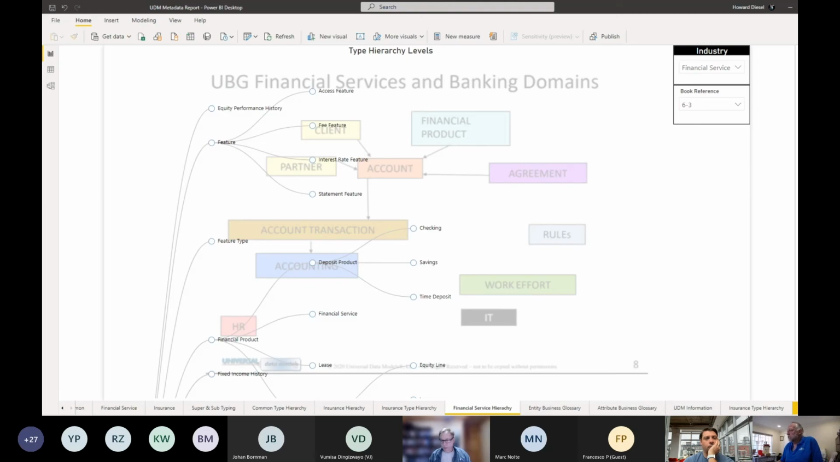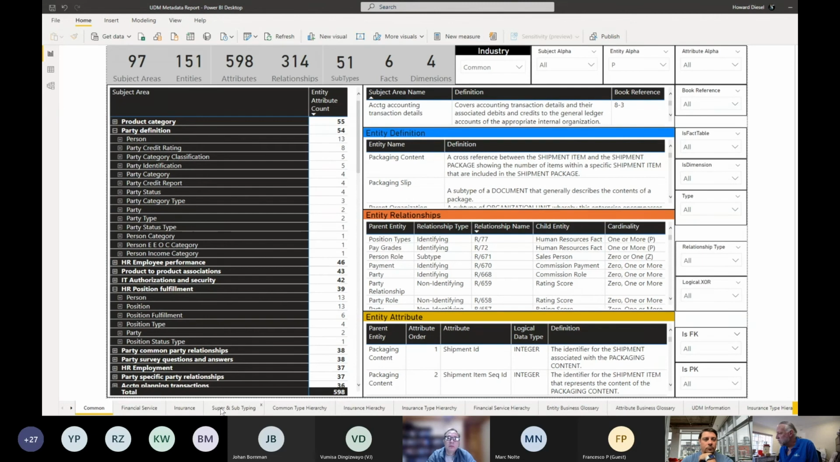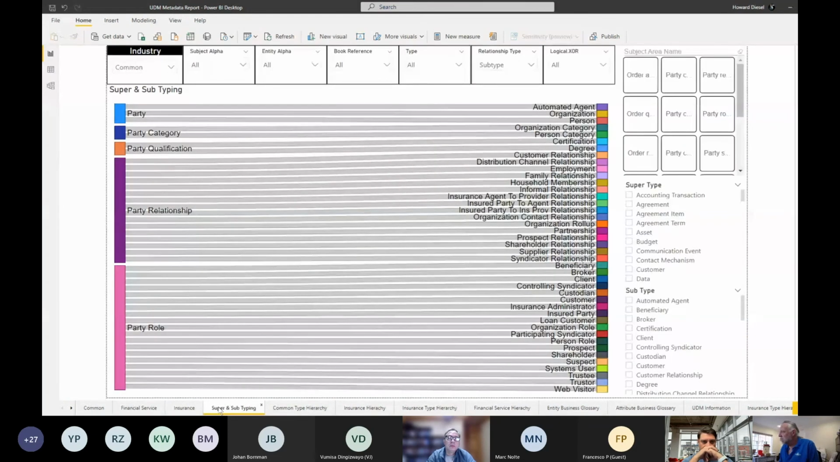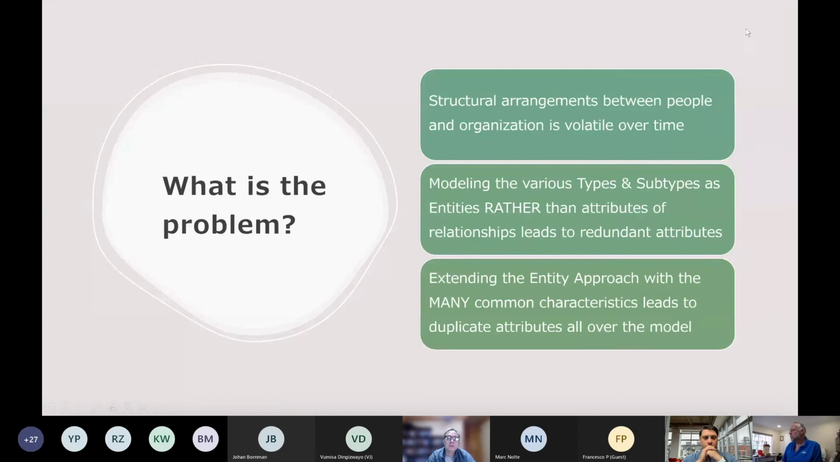Power BI data model that I built for Len Silverstone's enterprise data model. And just in terms of some of the subtyping, these are some of the subtypes and the relationships that you're getting involved with. And if everything is going to be expressed in entities, you face some challenges down the road.